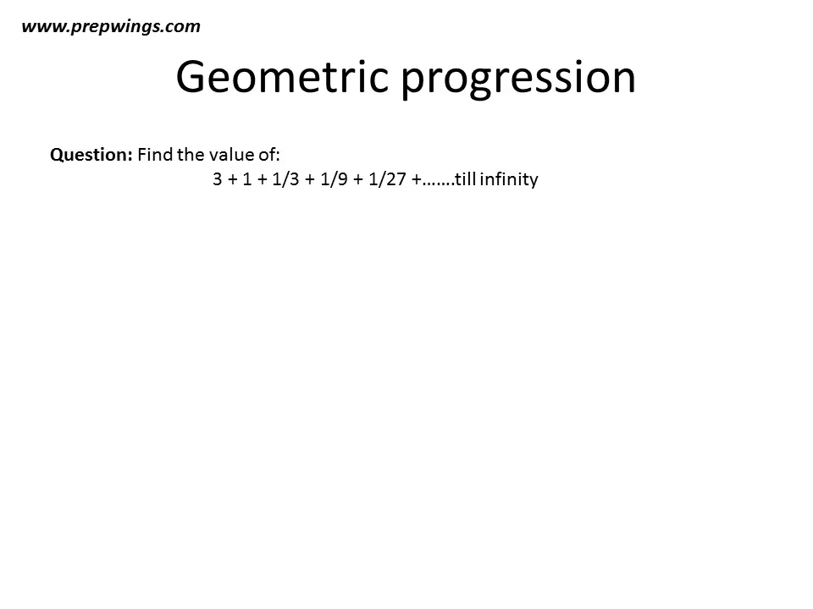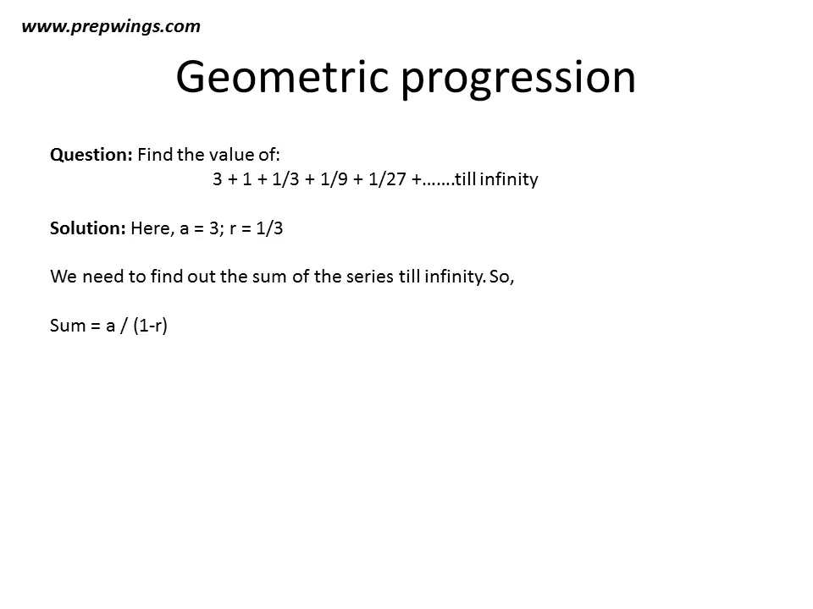Okay, now over here we have to find the value of 3 plus 1 plus 1 by 3 plus 1 by 9 plus 1 by 27 till infinity. Okay, as we can see that this is a geometric progression with A equal to 3 and r equal to 1 by 3. Okay, and r lies between 0 and 1. Now we need to find out the sum of the series till infinity. So we'll use the formula for sum, which is given by A upon 1 minus r.